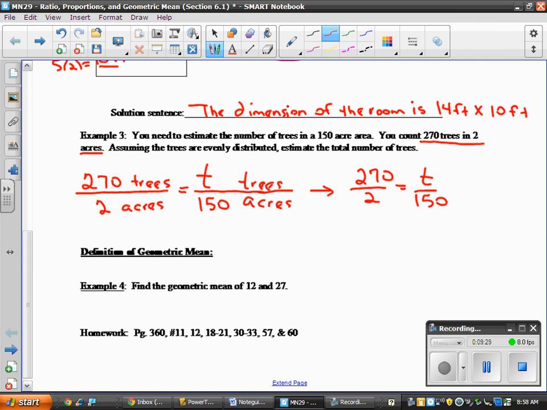I'm going to cross multiply here. So 270 times 150 is 40,500. I had to go grab my calculator really quick because that was something I couldn't do in my head really quick. 2 times t is going to give me 2t. So this is just like that worksheet we just reviewed, solving proportions. We divide out by 2. We get that the number of trees is 20,250 trees.